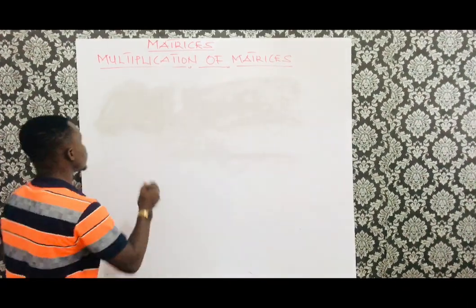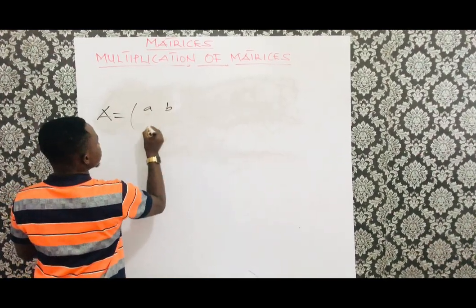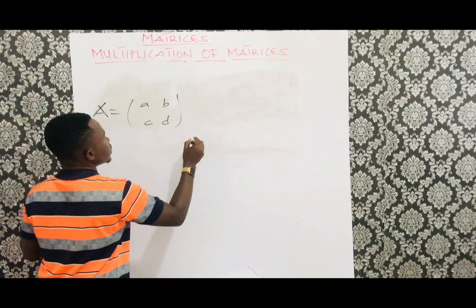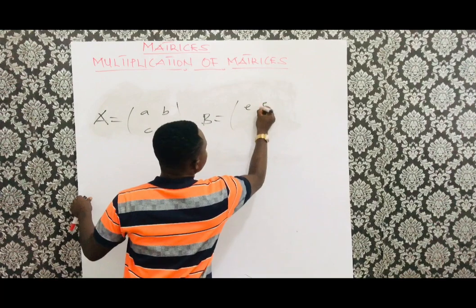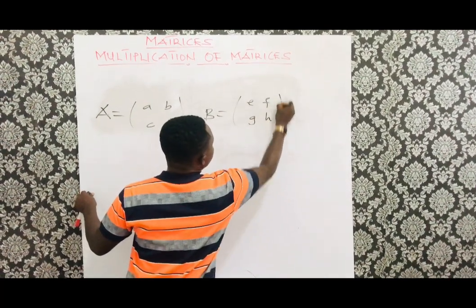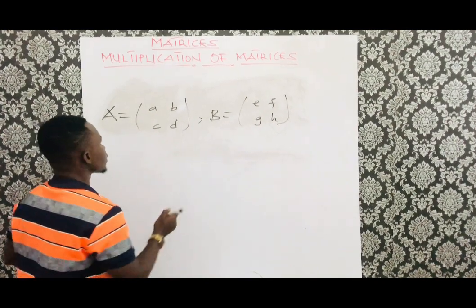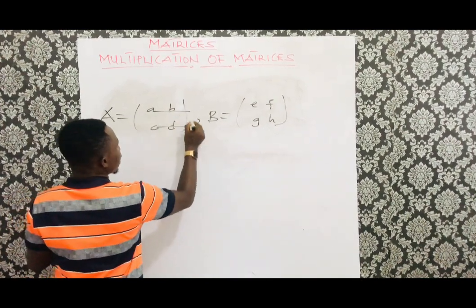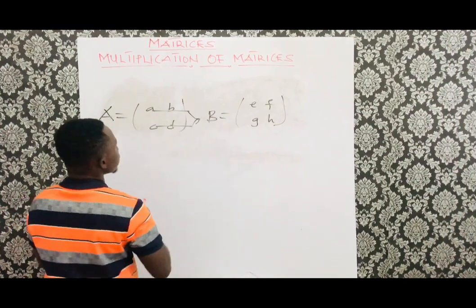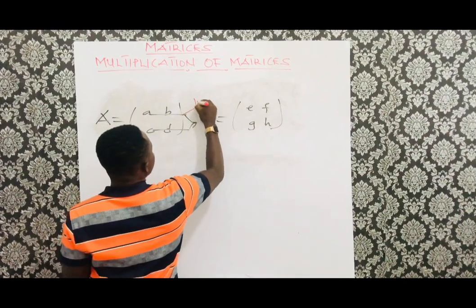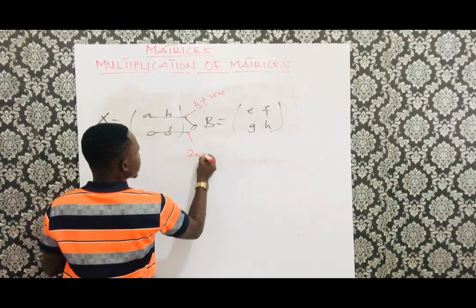Assuming we have matrix A equal to A, B, C, D, and matrix B equal to E, F, G, H. In the first matrix, this becomes our first row, and this becomes our second row.